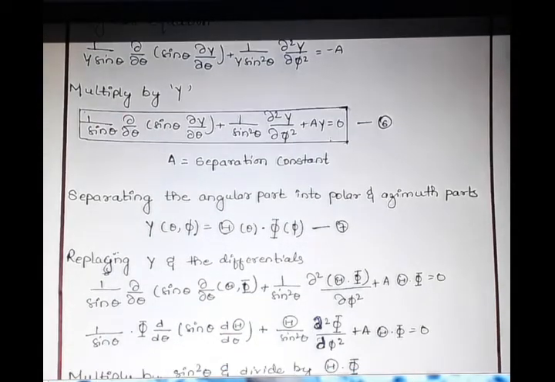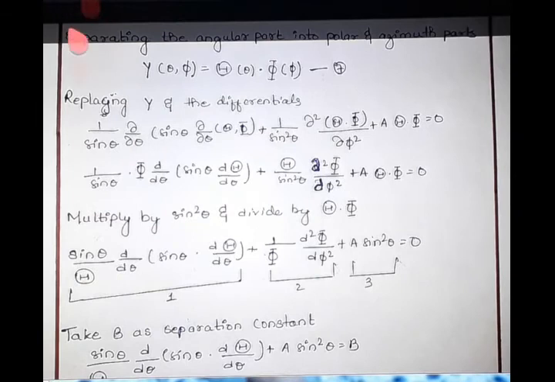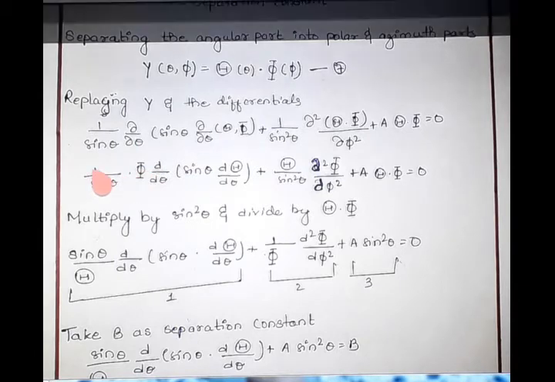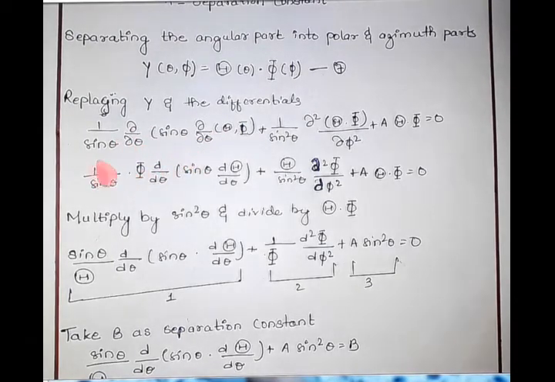Now, by again simplifying this equation, we obtain a certain equation. Now, multiplying this equation by sine square theta and dividing it by function of theta into function of phi, we get this equation. In this equation, we can see that term 1 and term 3 depend only on theta, and term 2 depends only on phi.